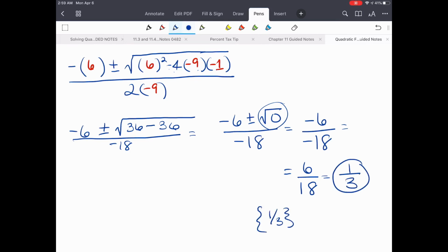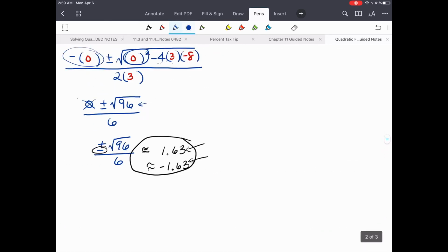It has 1/3. That's actually a rational solution. There it is, just 1/3. That's all we got, was positive 1/3. And the reason we got that was because a negative divided by negative is positive. So that does it with the examples here.